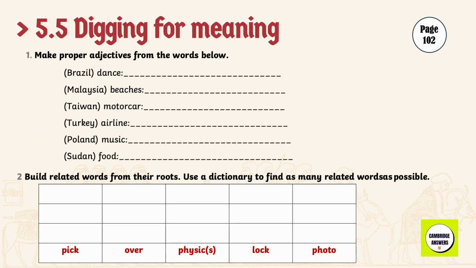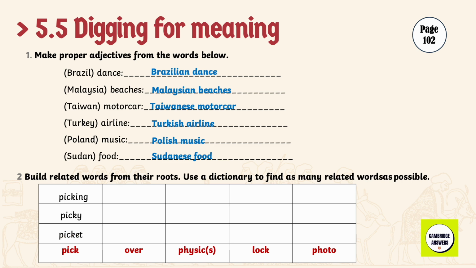Exercise 5.5. Digging for meaning. Make proper adjectives from the words below. Brazilian dance, Malaysian beaches, Taiwanese motorcar, Turkish airline, Polish music, Sudanese food. Build related words from their roots. Use a dictionary to find as many related words as possible.